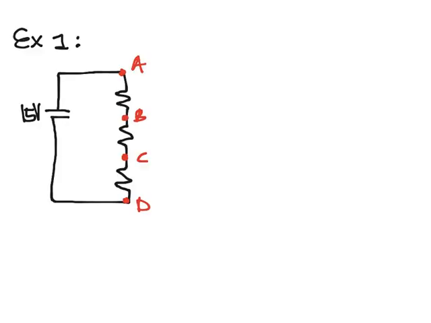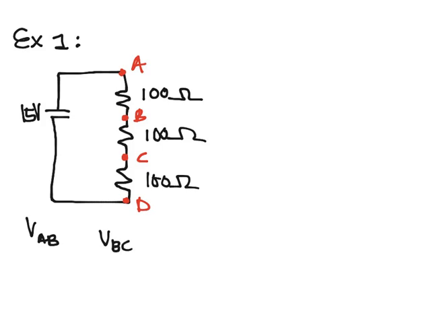Okay, so here's the first example I'm going to give you. I'm going to say that we have a certain circuit, and let's say that each resistor, okay, you should see that these are all in series, has a resistance of 100 ohms. And I know that my battery over here has 15 volts, and I want to know what is the voltage drop from A to B, what is the voltage drop from B to C, and that's like the change in potential energy per charge, and the voltage drop from C to D.